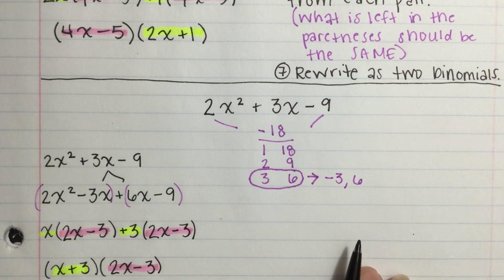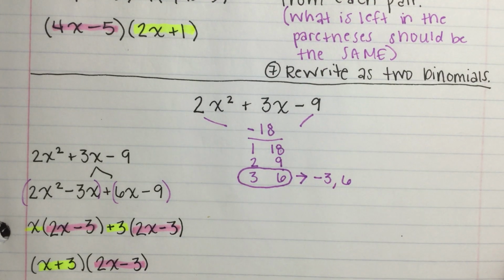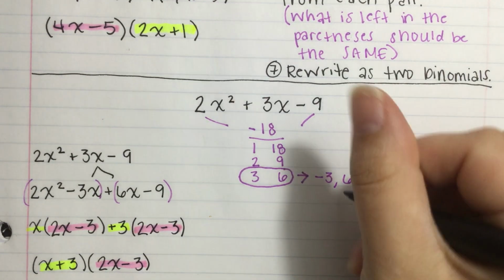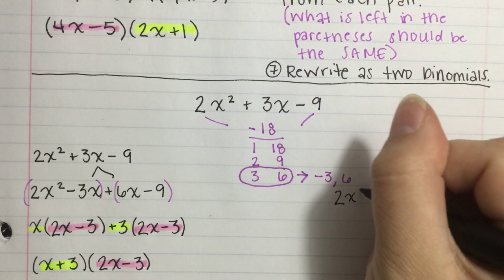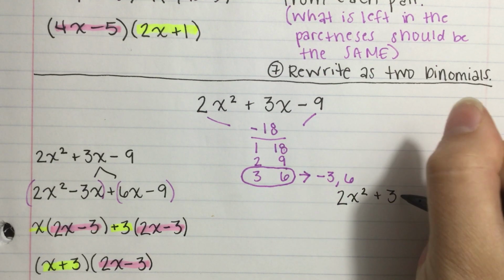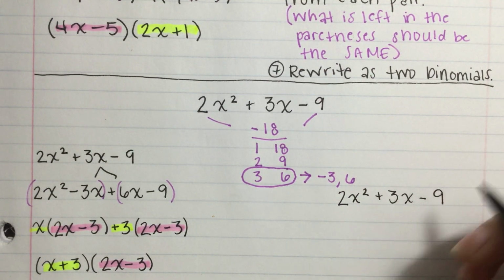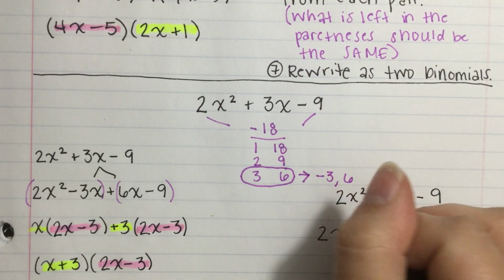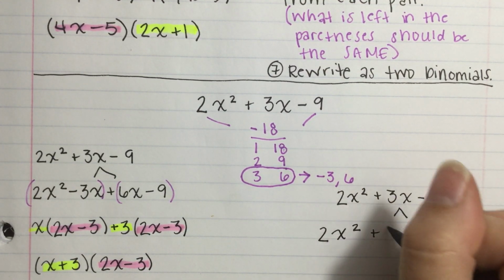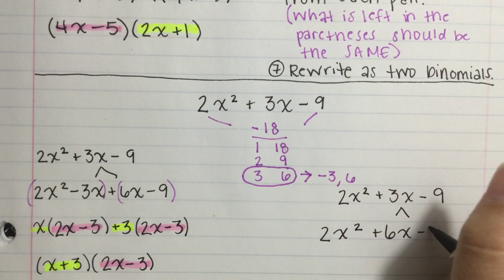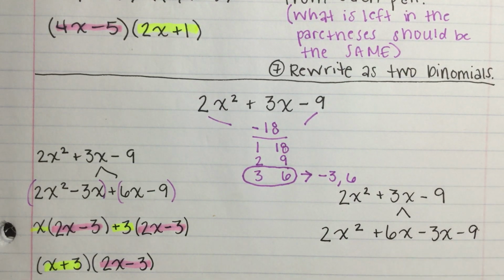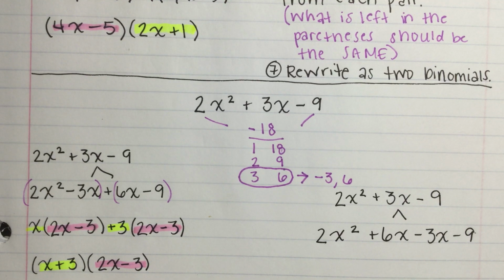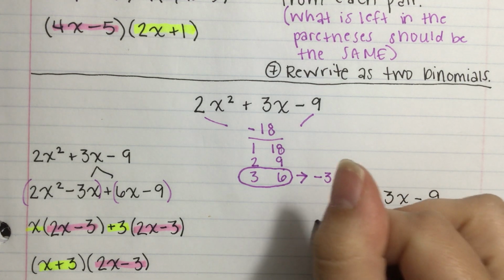I'm actually going to do this over here using the other order. So if I were to start with 2x squared plus 3x minus 9, and I were to split up the 3x in the other order, 2x squared plus 6x minus 3x minus 9, I'm still going to get the same answer. It's going to look a little different, but I'm going to get the same answer. So I've split it up. I'm going to do my grouping.